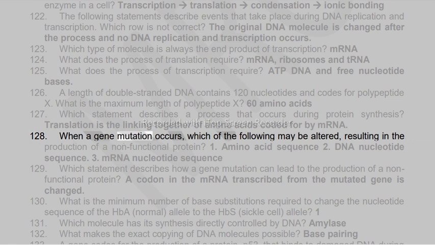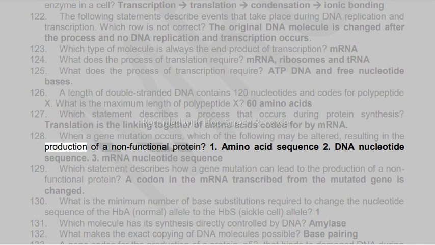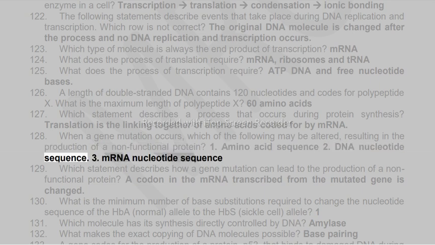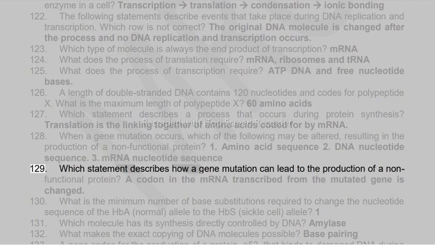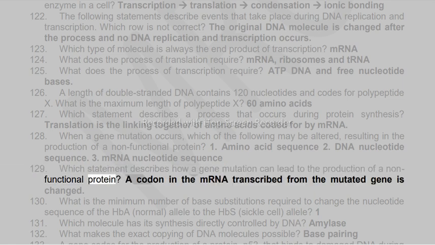128. When a gene mutation occurs, which of the following may be altered, resulting in the production of a non-functional protein? 1. Amino acid sequence. 2. DNA nucleotide sequence. 3. mRNA nucleotide sequence. 129. Which statement describes how a gene mutation can lead to the production of a non-functional protein? A codon in the mRNA transcribed from the mutated gene is changed.